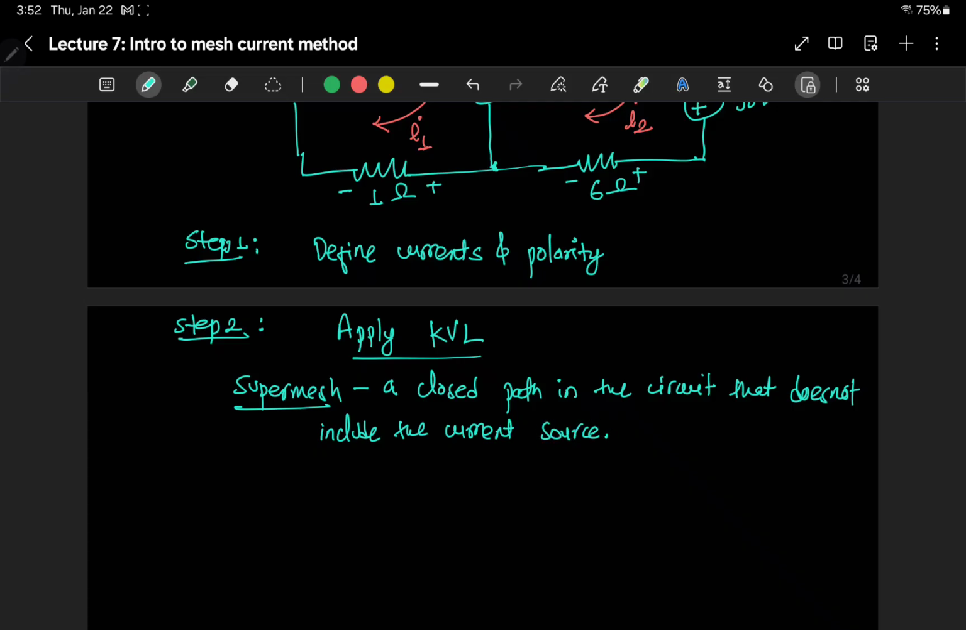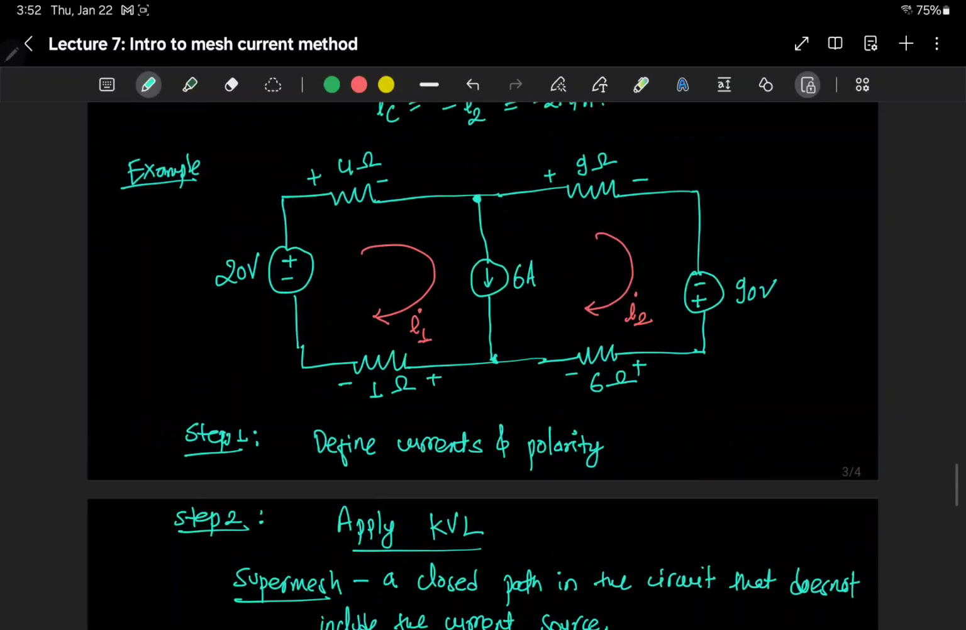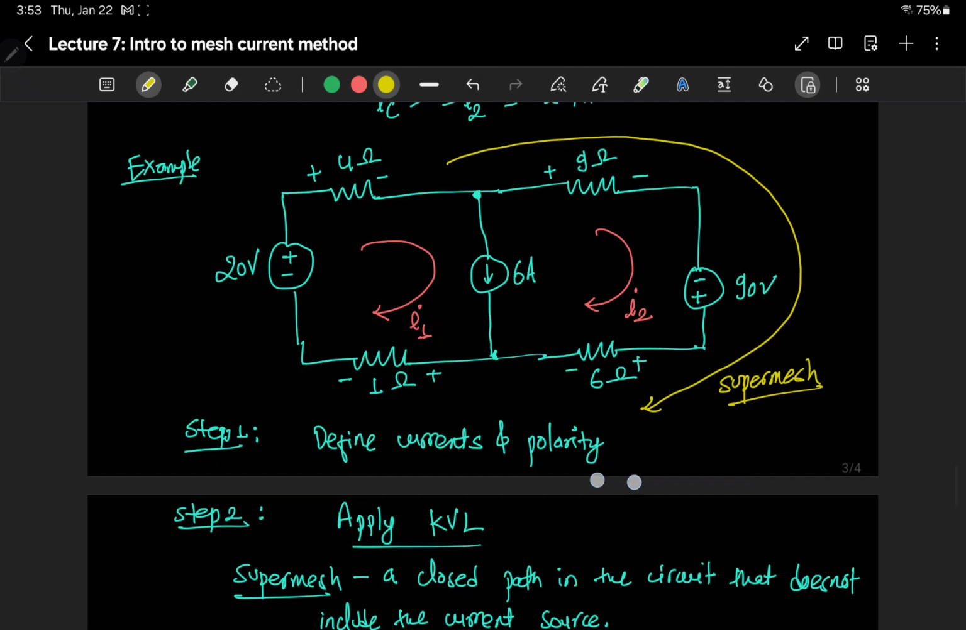So in our case, it will be the outer loop, because the inner loops have the current source. So in our case, the super mesh will be this mesh. So the outer mesh, this will be the super mesh.